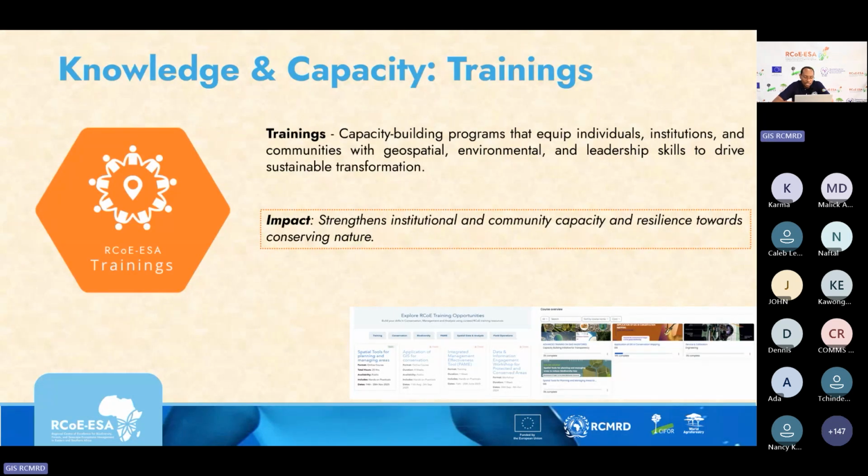We conduct trainings based on user need assessments, and based on those user need assessments, we're able to identify gaps, and we're able to plan for trainings like this training in order to equip you with the skills you need to carry out your conservation efforts. And through this, we're able to strengthen institutional and community capacity and resilience towards conserving nature.